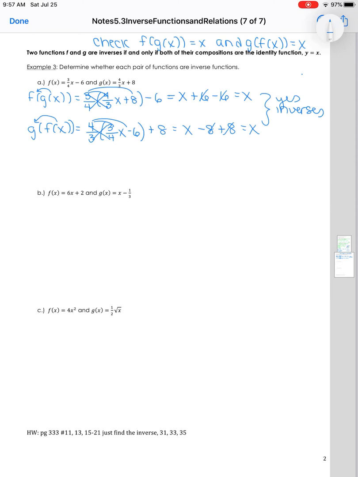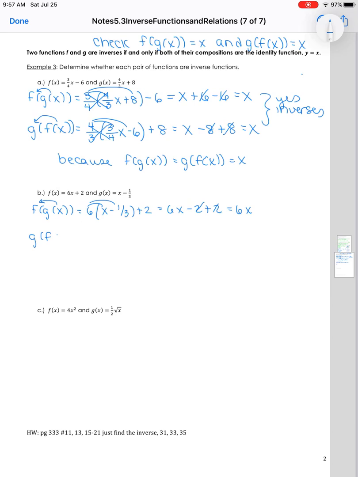For g of f of x, same idea, but now the f goes in place of the x in the g of x function. Plus 8. So again, that becomes an x. Minus 8 plus 8. The 8's go away, and you're left with x. So they both equal x. So yes, inverses. And if you ever had to explain, you would say because f of g of x equals g of f of x, which equals x. It can only equal the identity.